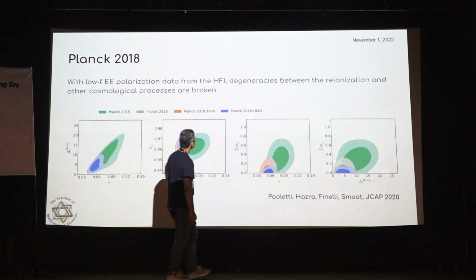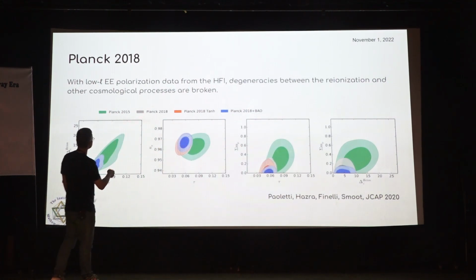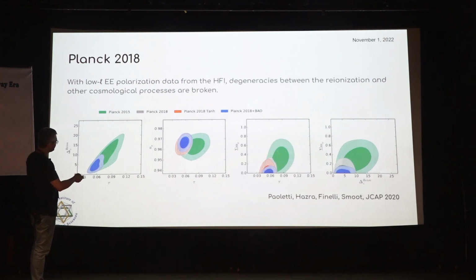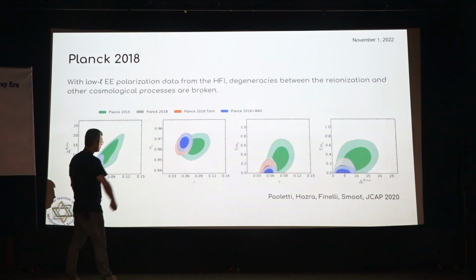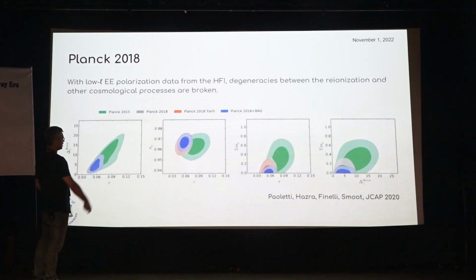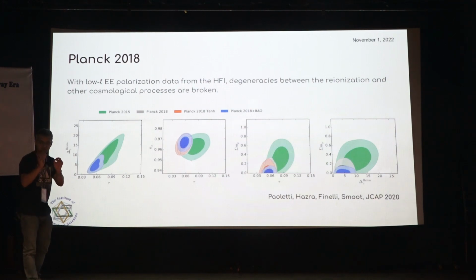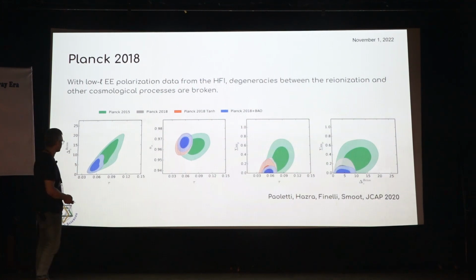It is like this. So here we are using Planck 2015, Planck 2018 with tanh, and 2018 plus BAO. So there are different observations that we have used to constrain the data. Again, here we are not using tau as a summary statistic. This is very important to say.